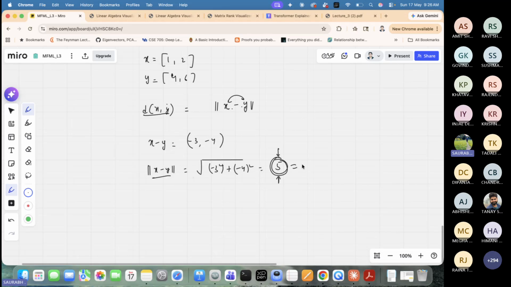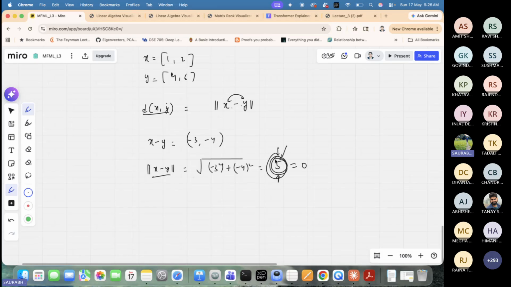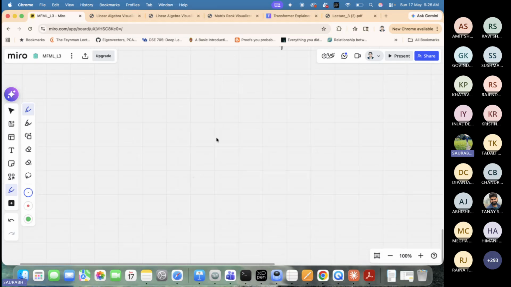Let's say if this had been 0, we would know that both of them are exactly at the same point, not just on the same axis. They are exactly the same vectors. If the distance is non-zero, it means that they are slightly far away from each other. And if this value is larger, you will know that they are farther away. Now this is what you will use in things like k-nearest neighbor.